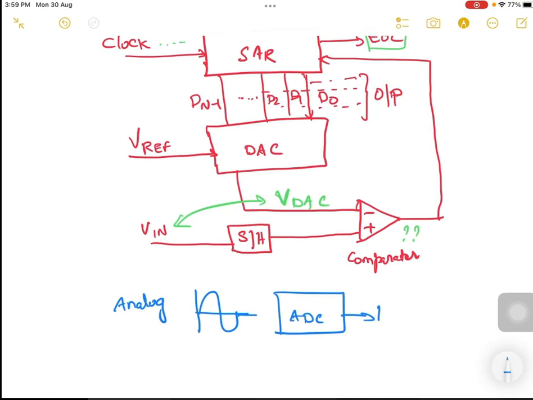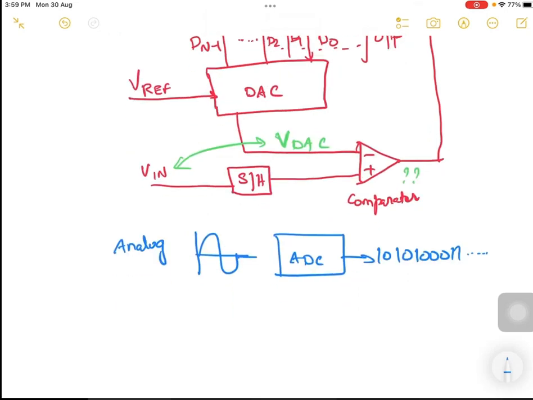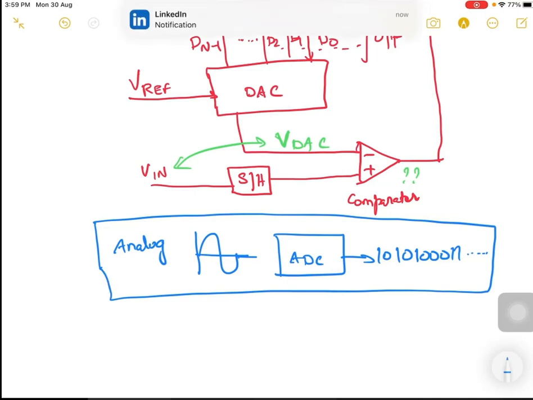Then the output will be 10010001, like this. This is an output. So this is what the generalized A to D converter does: the signal we send is an analog signal, and the output we get is a digital output.